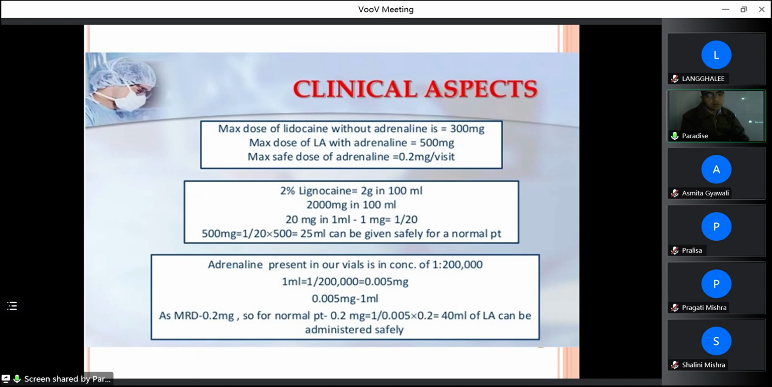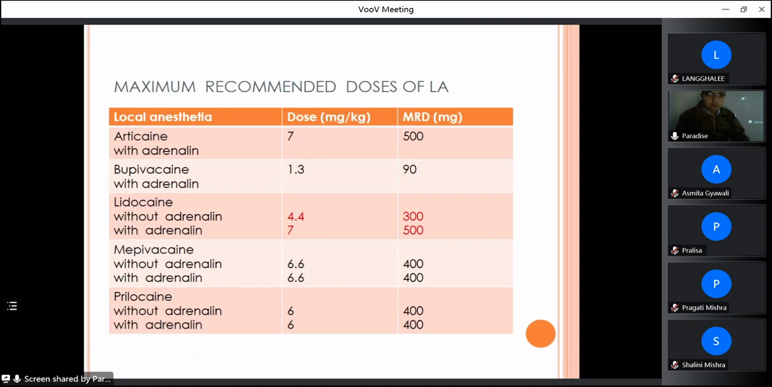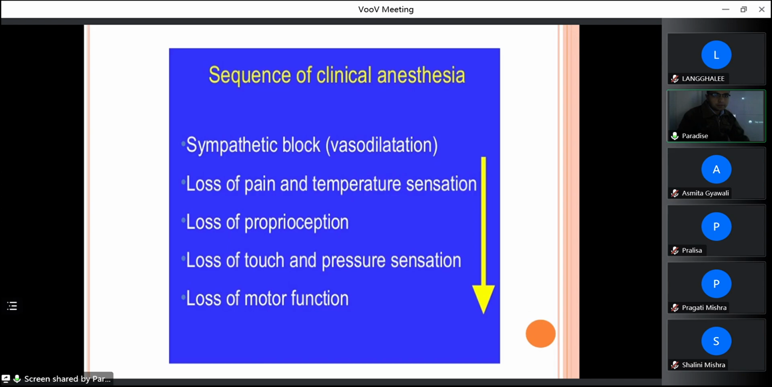Or if you use the unitary method, 2 gram is present in 100 ml, so 2000 mg is present in 100 ml, so 1 ml contains 20 mg. Again, 2000 by 100 is 20. For your remembrance, remember that 1 ml of solution contains 20 mg of lignocaine. Maximum recommended dose is 4.4 mg per kg of lignocaine without adrenaline, plain anesthesia, with a maximum dose of 300 mg, and with adrenaline it is 7 mg per kg or 500 mg.